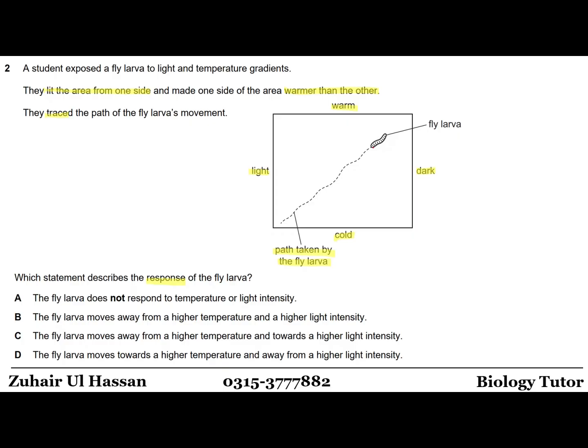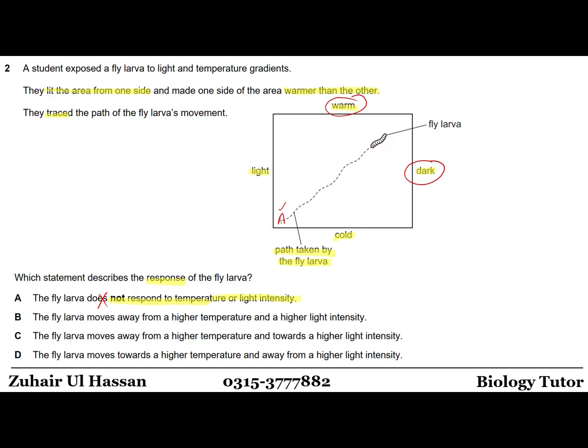The first statement says the fly larva does not respond to temperature or light intensity. If the fly larva does not respond to temperature and light intensity, then it should remain in its place. If the fly larva started its path from, let's say, point A and it is not responding to either light or temperature, then it should remain in its place. But it is moving toward a warmer area and toward a dark area. So it means the fly larva is responding to the light as well as the temperature. So the first statement is incorrect.